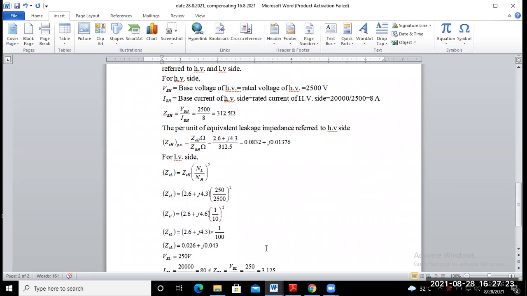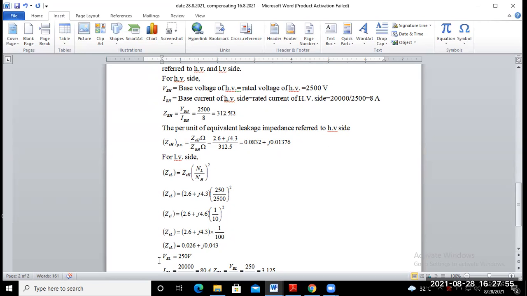Now you find the impedance on the low voltage side from the high voltage side. Actually in the problem the impedance is given on the high voltage side, but you are required here to transfer that impedance to the low voltage side. So that will be equal to 0.026 plus J 0.043.